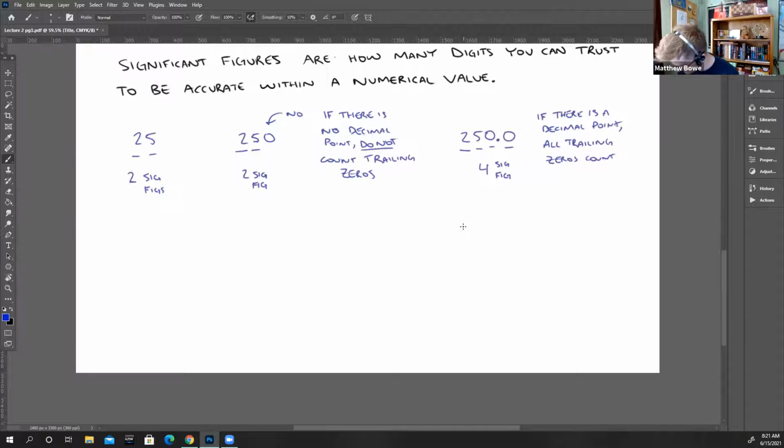Next example is, let's say instead of that, we'll do 205. Now this one will have 3. We're going to count all zeros that are in between non-zero values. So this will be 3 sig figs. Count zeros between numbers.